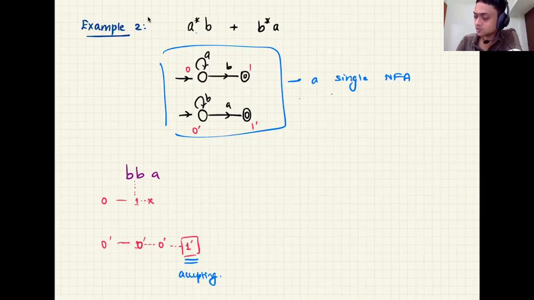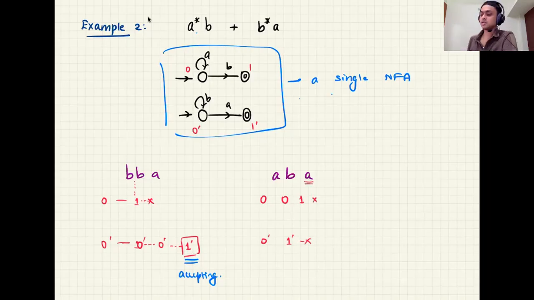So what if I take a string which is not of this form, say ABA? This should not be accepted from either 0 or 0 prime. I start from 0 here, and from 0 prime there. I see an A, I stay at 0 here. Here I go to 1 prime, and after that I get stuck. Here I go to 1 and then I get stuck. So I will not be able to read the last A, so this will be rejected.